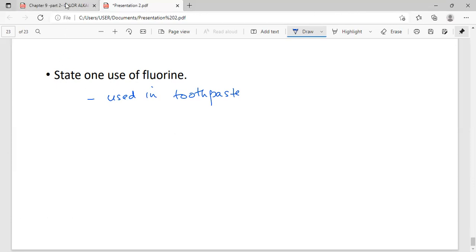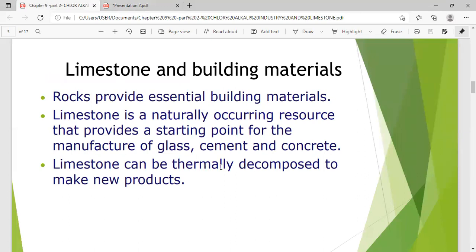So let us move on to today's lesson. Today's lesson is about limestone and building materials. Rocks provide essential building materials. Building materials here refers to those substances that are used to build our homes, offices, shopping complexes, and all these. So rocks provide the basic building materials.